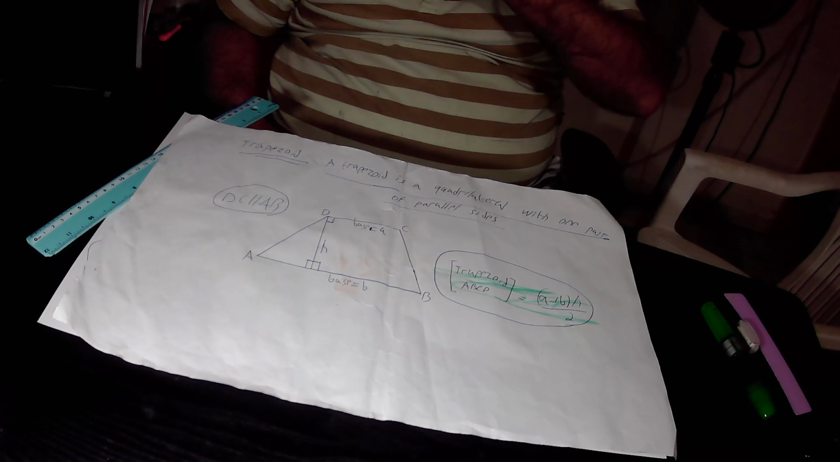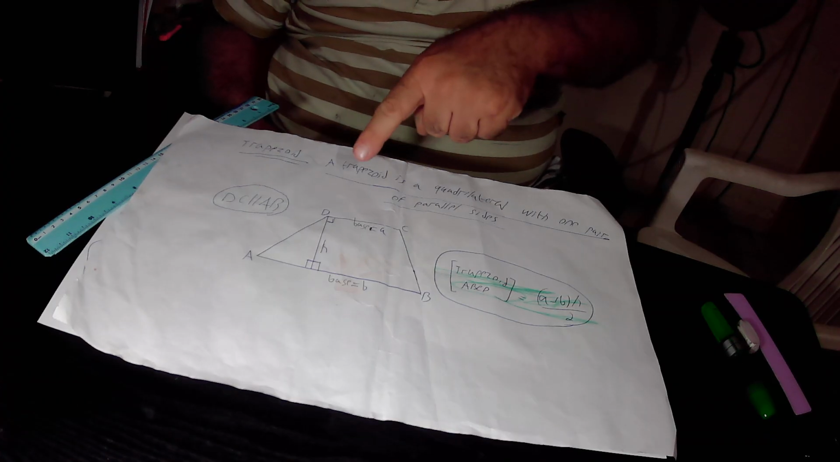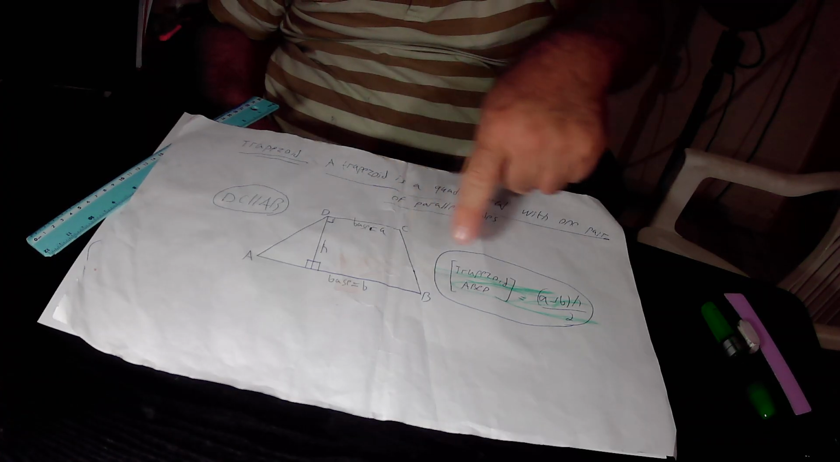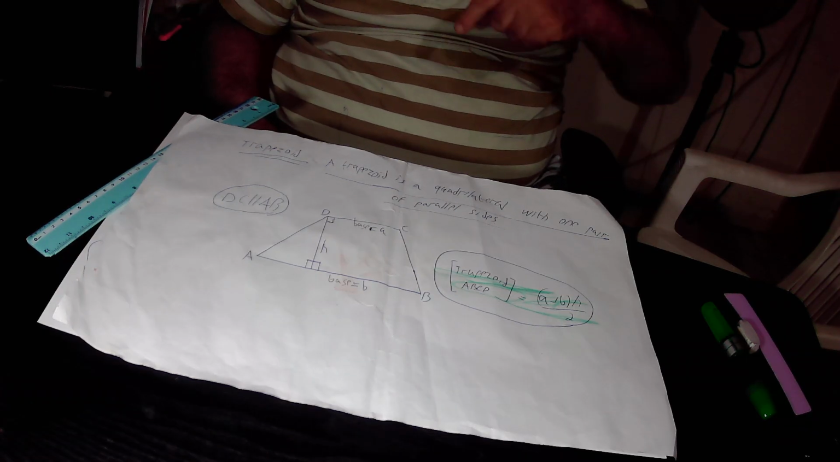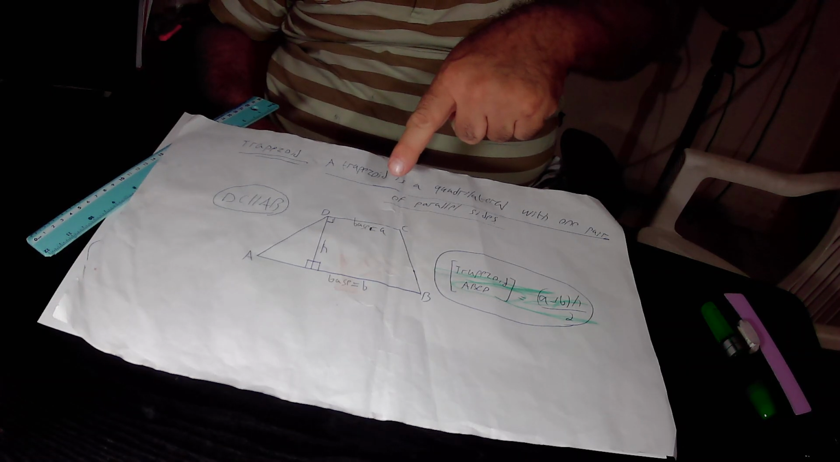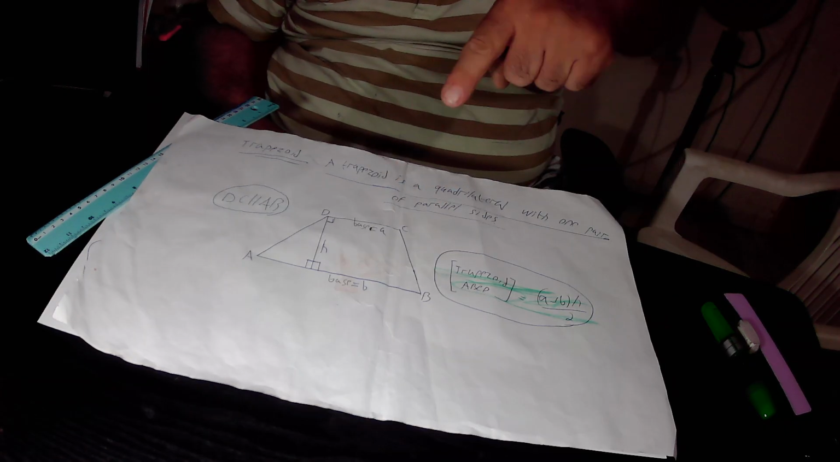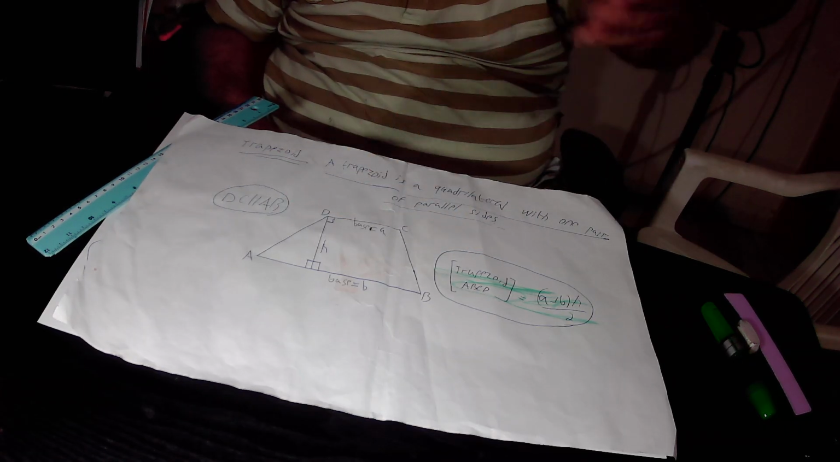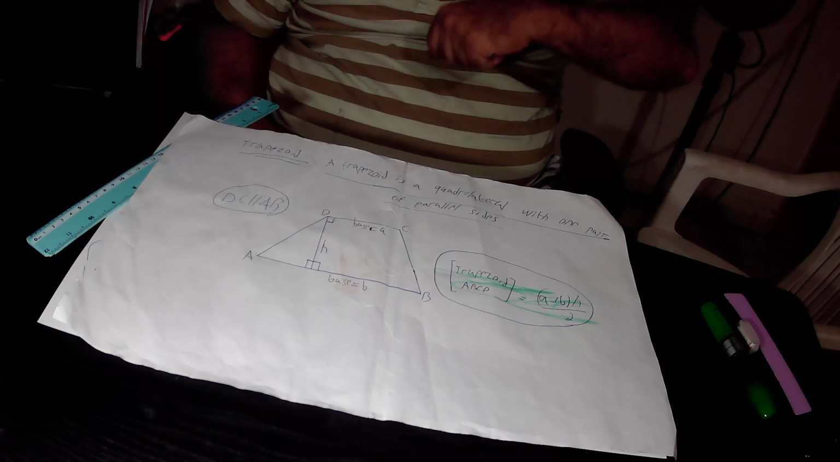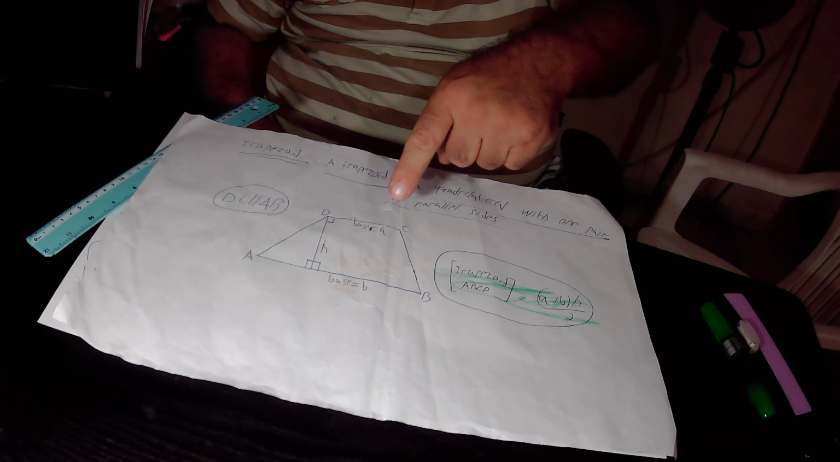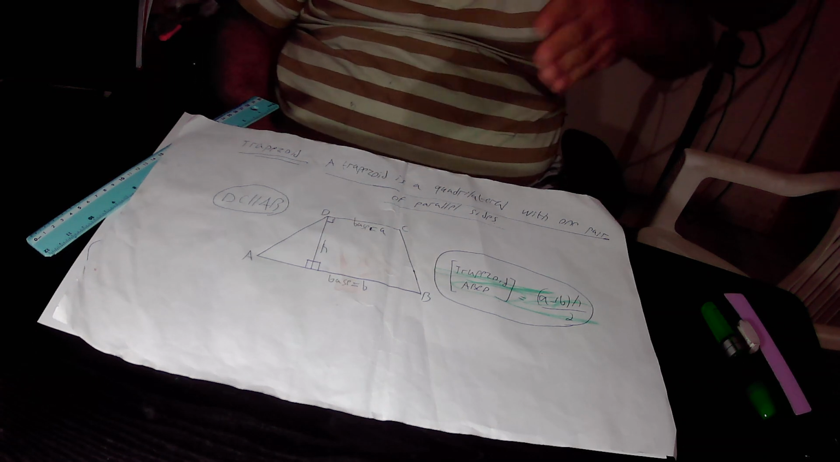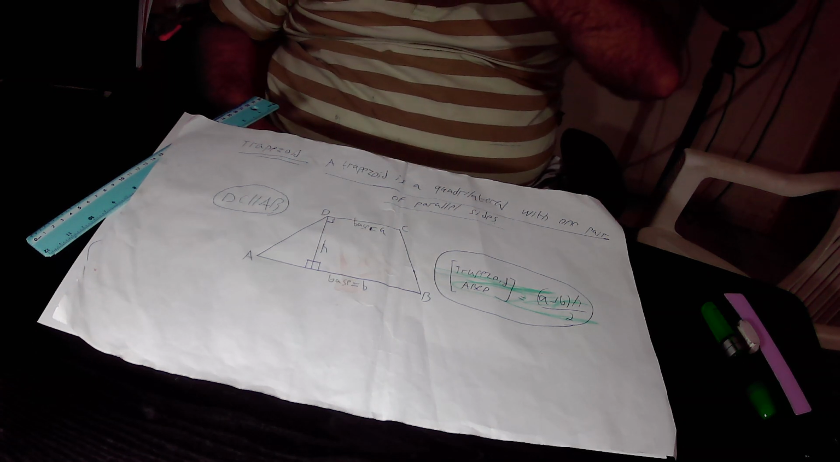We know that the two parallel sides DC and AB are defined as the bases of trapezoid ABCD. So if we define the length of the base DC as A, and the length of the base AB as B, then the area of this trapezoid ABCD will be equal to A plus B, that is the sum of its two parallel bases, times the height over 2. The height must create 90 degrees with its two parallel bases.